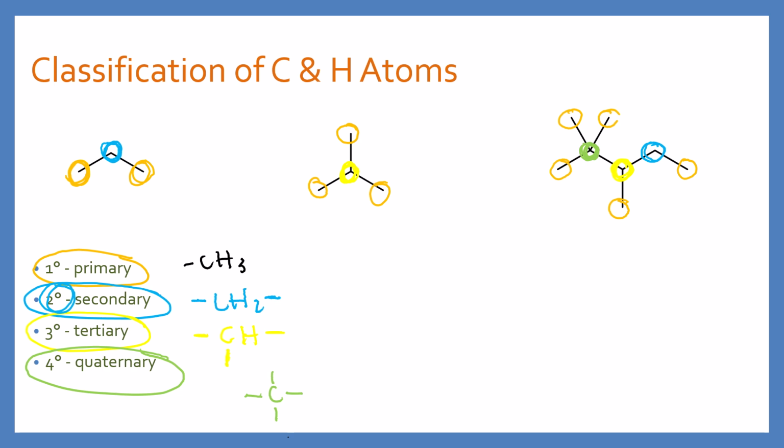Now, it says classification of carbon and hydrogen atoms. So all of the hydrogens that live on these different carbons get the same classification. Any hydrogen that lives on a primary carbon is a primary hydrogen. Any hydrogen that lives on a secondary carbon is a secondary hydrogen, and so forth.